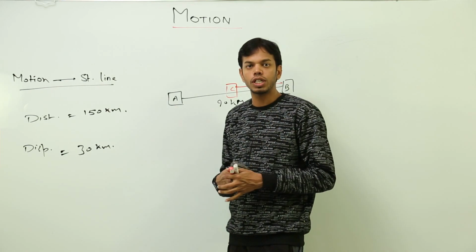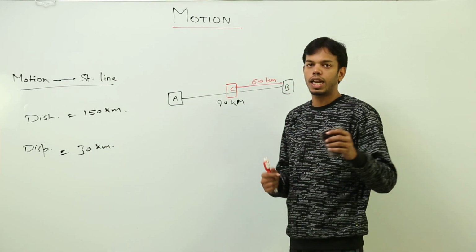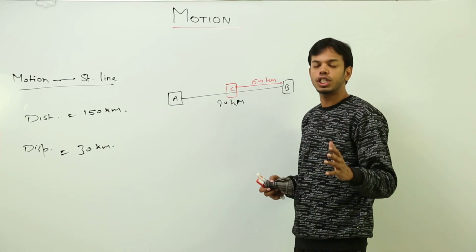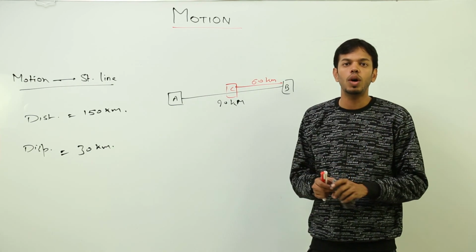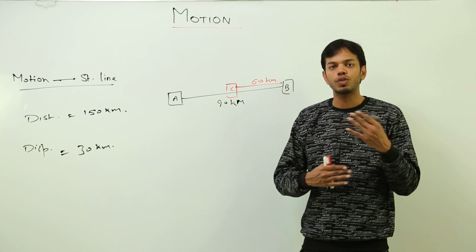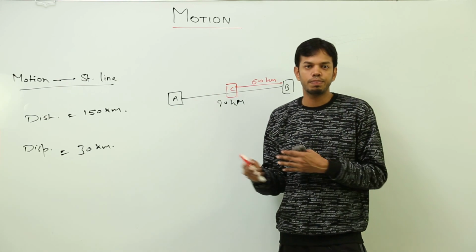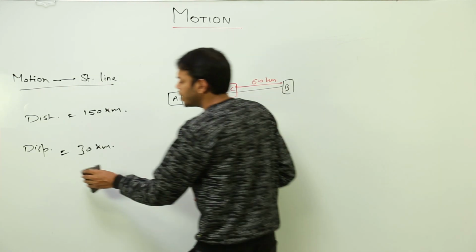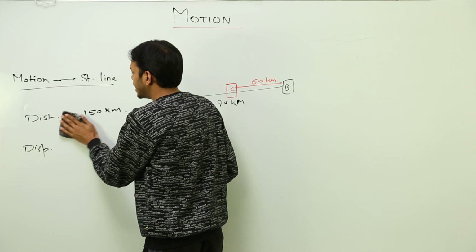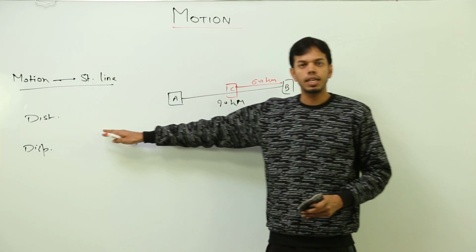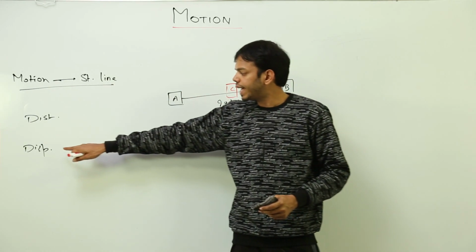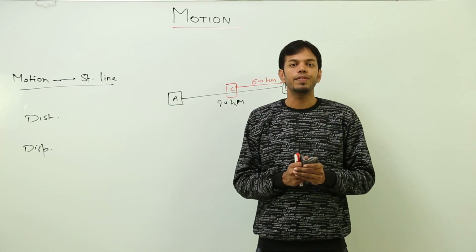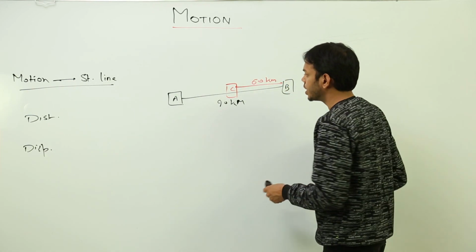First start writing about distance. I'll keep on dictating the definitions. While you're watching this video, keep a note with you and write down the definitions, so your notes will be prepared simultaneously as you are watching this video, and it will help you a lot. So we'll start with distance. Distance is the total length of path covered by the object, whereas displacement is the minimum or the shortest distance between initial and final position.